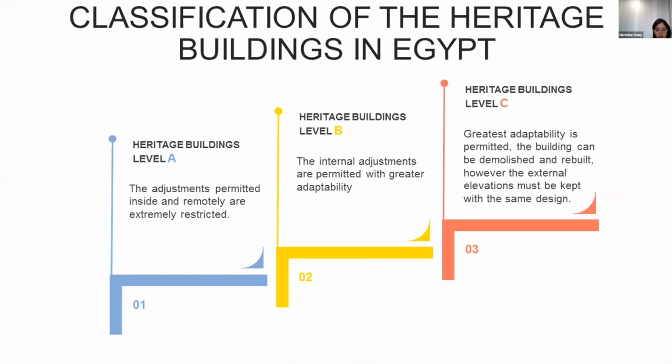The classification of heritage buildings in Egypt: they are classified into 3 levels. Level A, the adjustments permitted inside and outside are extremely restrictive. Level B, the internal adjustments are permitted with greater adaptability. Level C, the greatest adaptability is permitted. The building can be demolished and rebuilt. However, the external elevations must be kept with the same design.